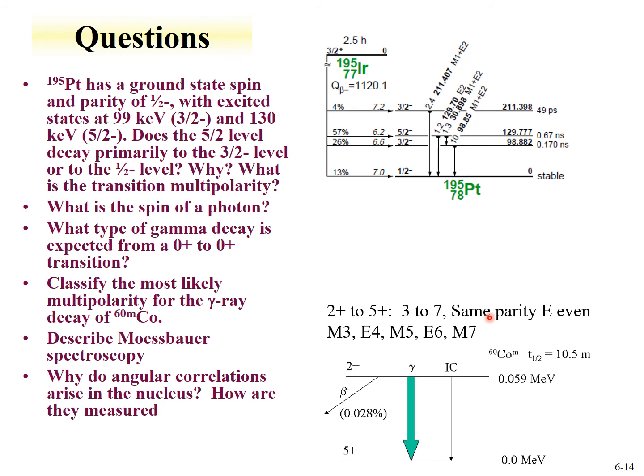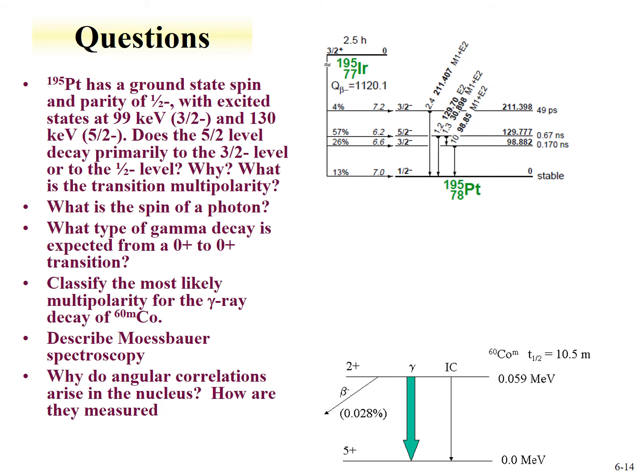The same parity, so the E's are the even and the M's are the odd transitions, so we'd have M3, E4, M5, E6, or M7 as possibilities. And as we learned, the lower multipolarity is the one that's most likely, and you could check in the table of the isotopes that this indeed is the probable transition, the M3 state, for the photon emission from cobalt-60m.